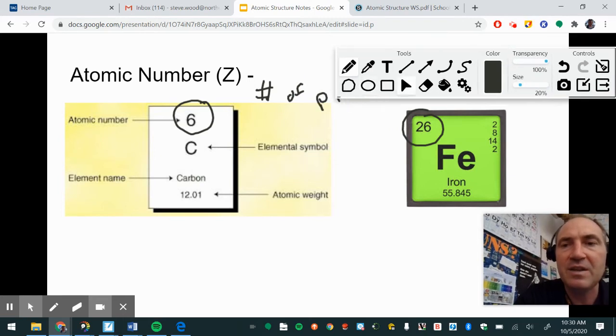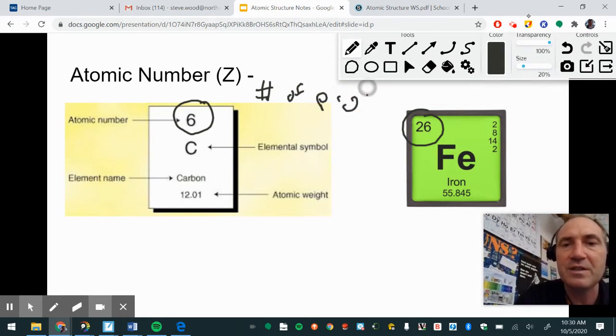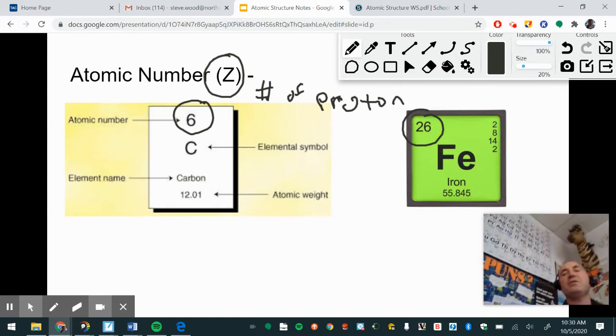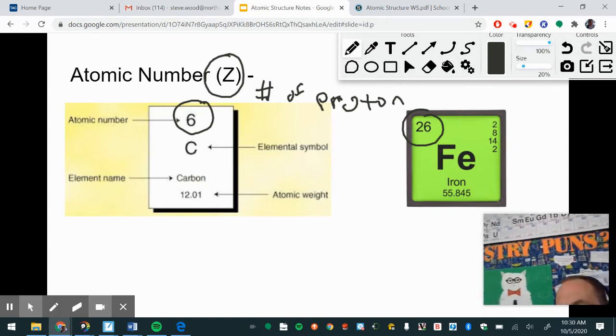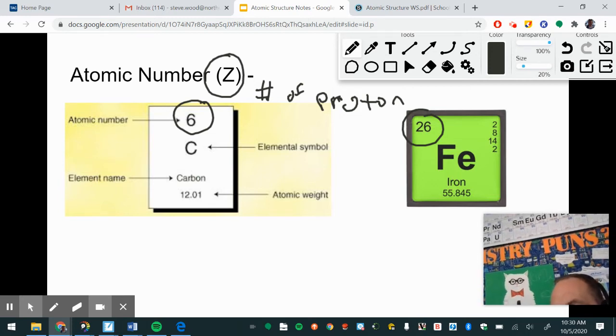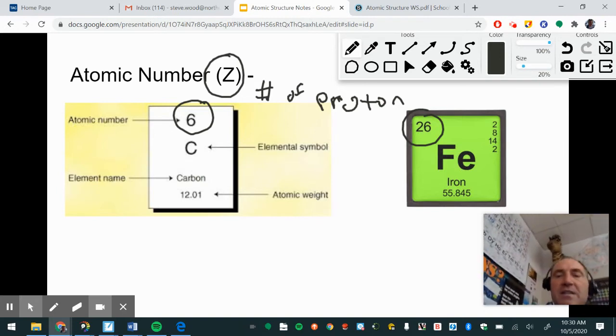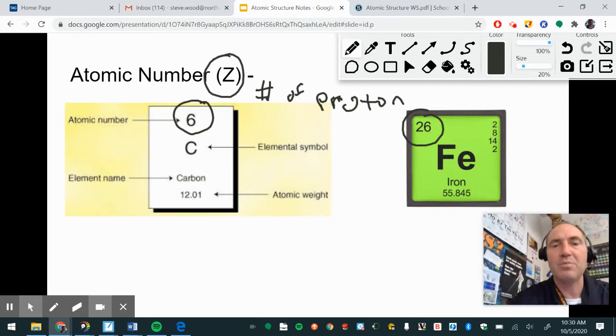Okay, now this can be confusing to some students because the abbreviation for atomic number is Z. So the atomic number Z is the number of protons. So carbon literally has 6 protons, and iron has 26 protons. And if you look on the periodic chart at uranium, you can see in the top corner it has 92 protons. So the atomic number gives us the number of protons in the atom.